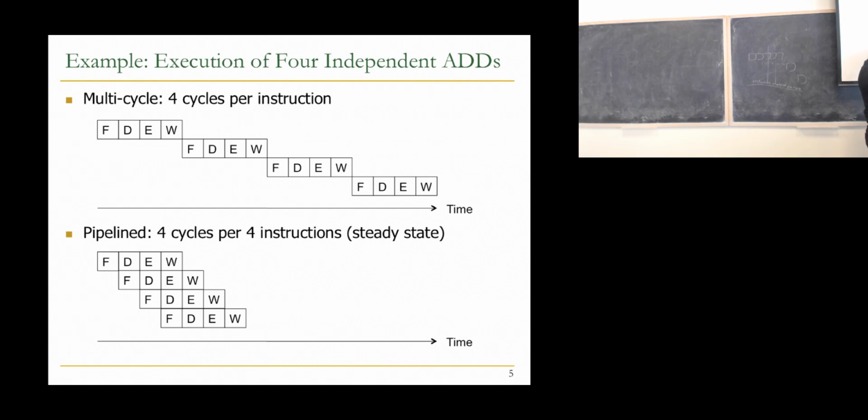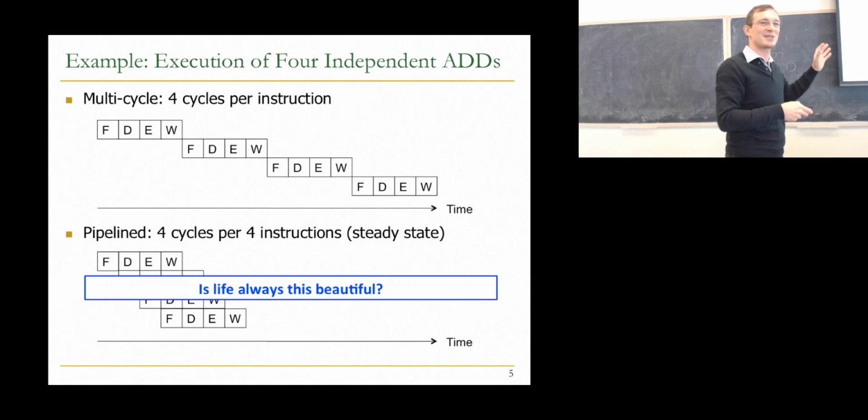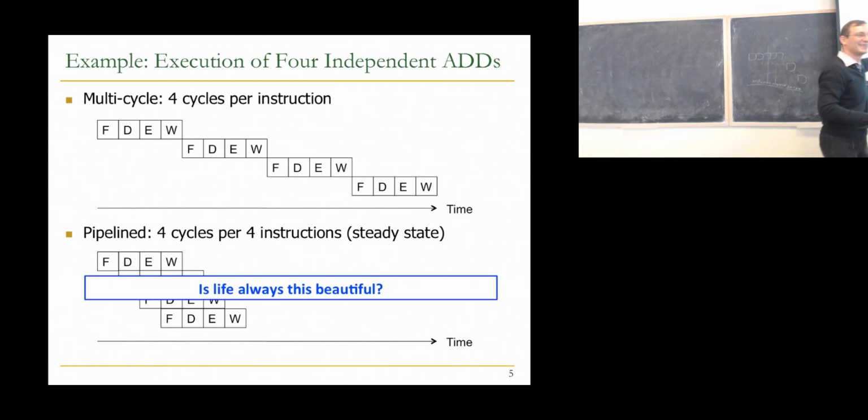Which means you'll be completing one instruction per cycle as you see over here. Make sense? So that's the throughput improvement. Now you have one instruction per cycle instead of 0.25 instructions per cycle. You could think of it the other way around too. Okay, I'll ask this question. Is life always this beautiful?